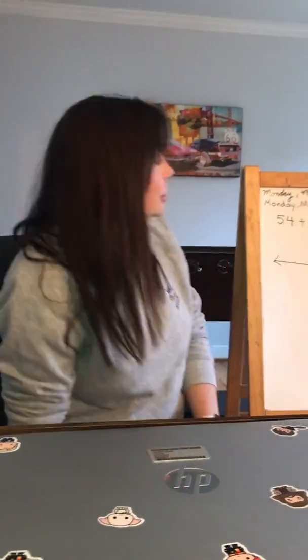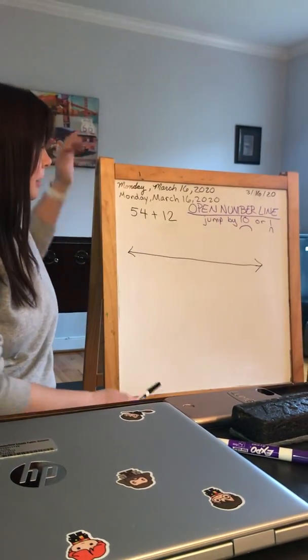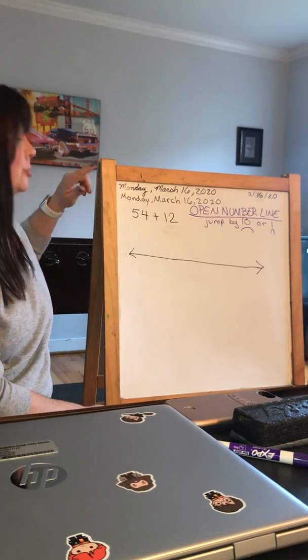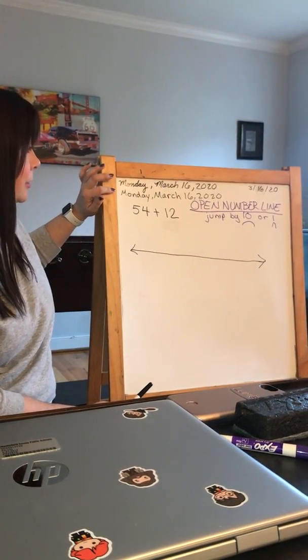So I want to go ahead and start with your math lesson for today. We've been adding two-digit numbers. So let's go ahead and look. It is Monday, March 16th, 2020. There it is in cursive. You can keep practicing that at home if you'd like. And it is in print here.